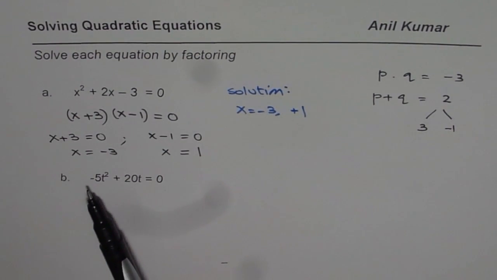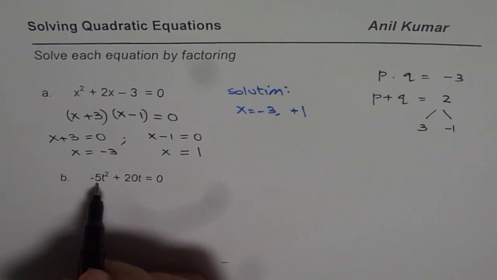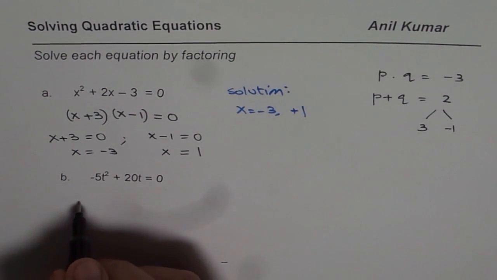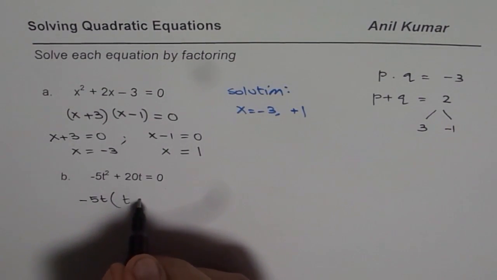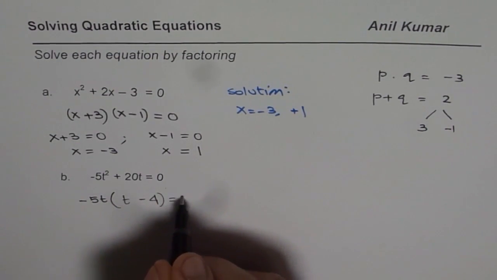Now we have minus 5t squared plus 20t equals 0. Let's factor. You can take minus 5t common, so we have minus 5t times (t minus 4) equals 0.